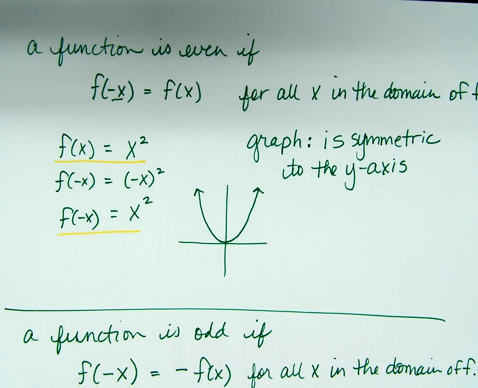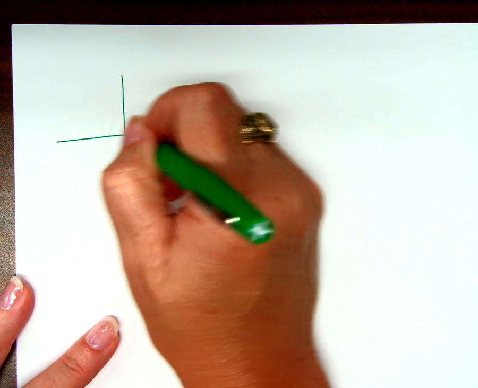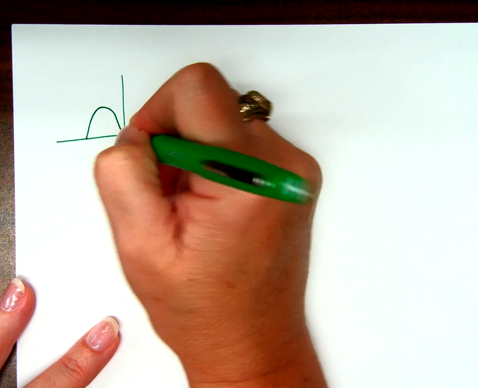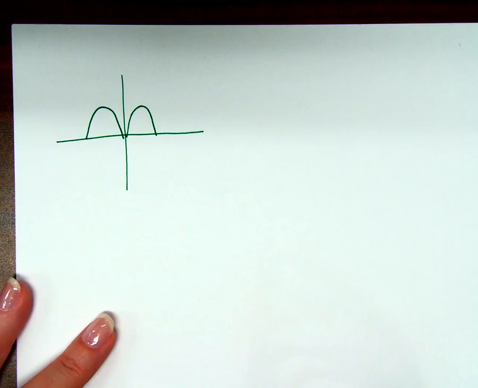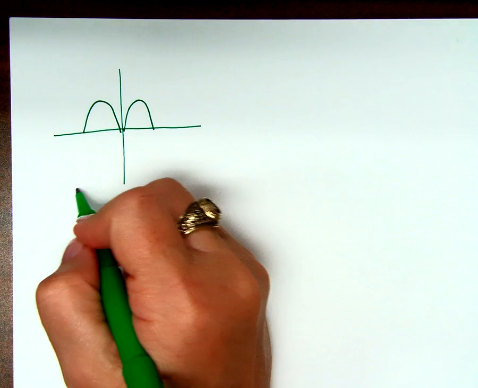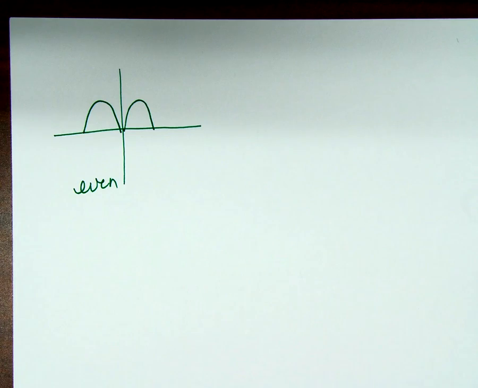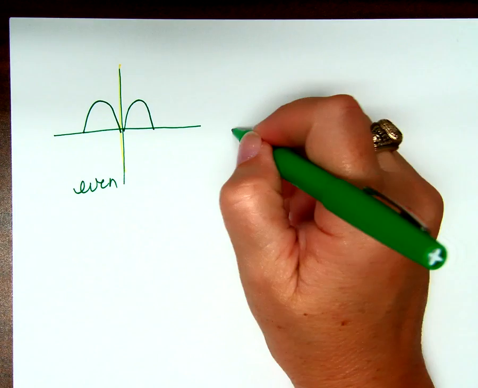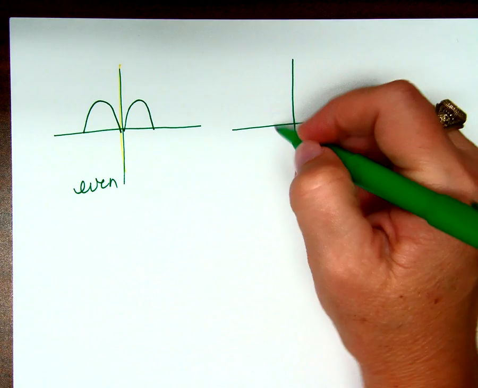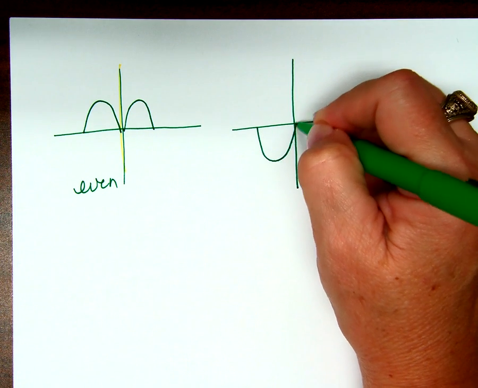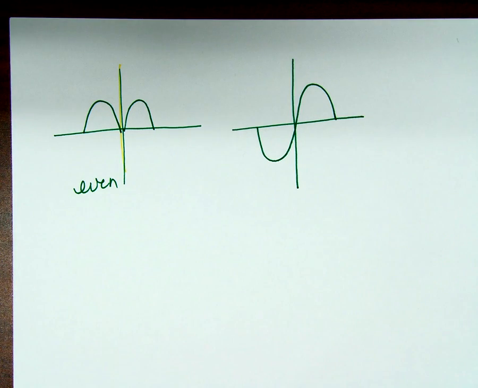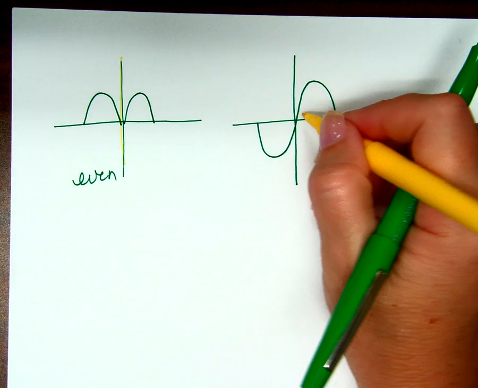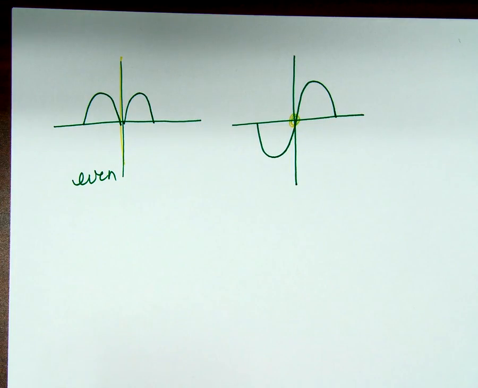So, tell me, do you think you can tell if a function is even or odd just by looking at the graph? Even or odd? Even. Why? It's symmetric with respect to the y-axis, right? Okay. Odd because it's the origin, right? Okay.